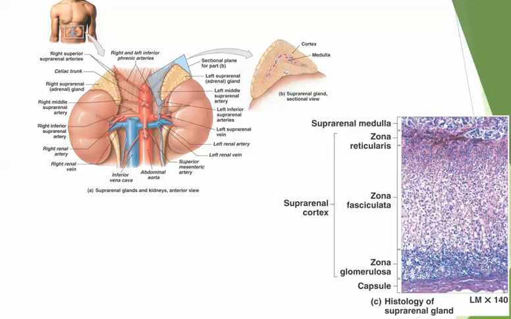Then the zona reticularis, the hormones here would be the androgens, and the effects would be of uncertain significance under normal conditions. Then we have the medulla, and the hormones here would be epinephrine and norepinephrine, targeting most cells, and the effects here would be increased cardiac activity, blood pressure, glycogen breakdown, blood glucose, and the release of lipids by adipose tissue.